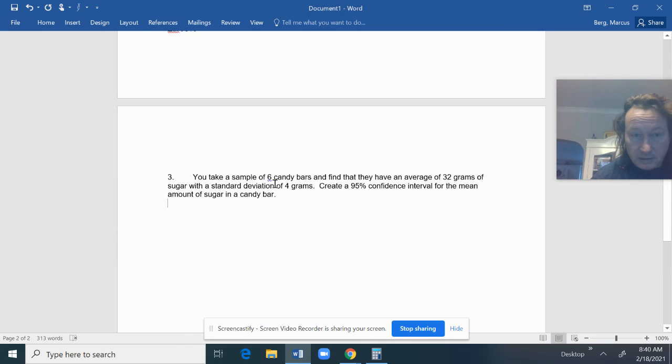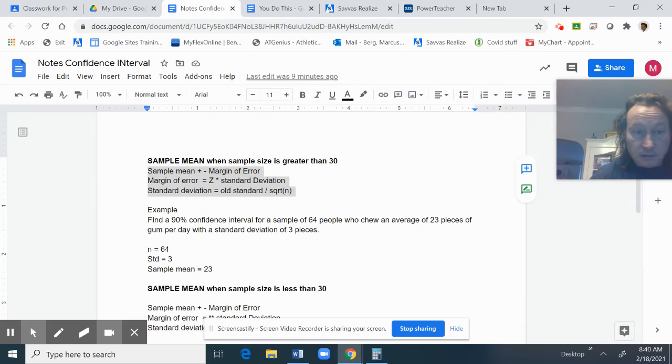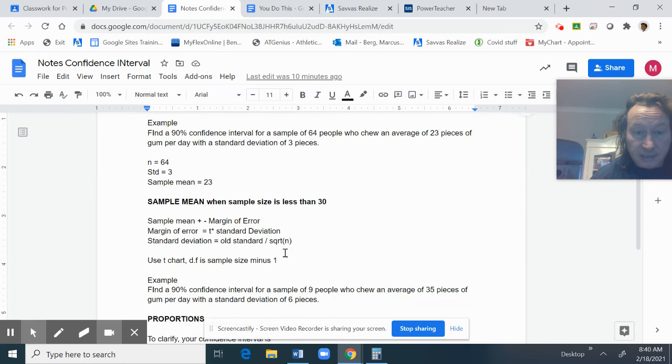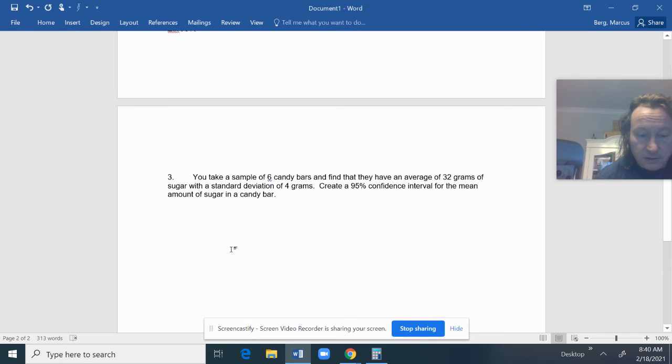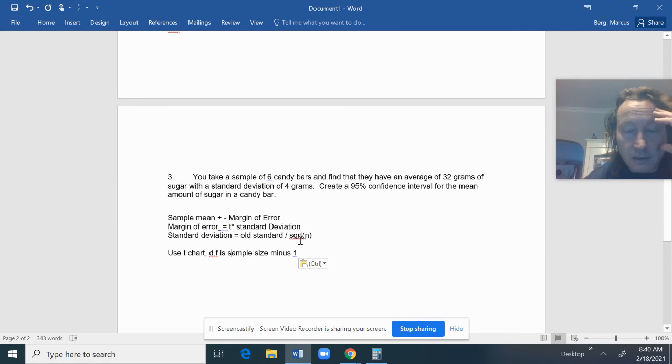This one, you're taking 6 candy bars. Take a sample of 6. So when I take a sample of less than 30, there's a slight change. We can look at that. I need this. I'm taking a sample of less than 30. So here's the stuff I need. You're taking to create a 95% confidence interval. Now, the standard deviation is going to be 4 divided by the square root of 6.